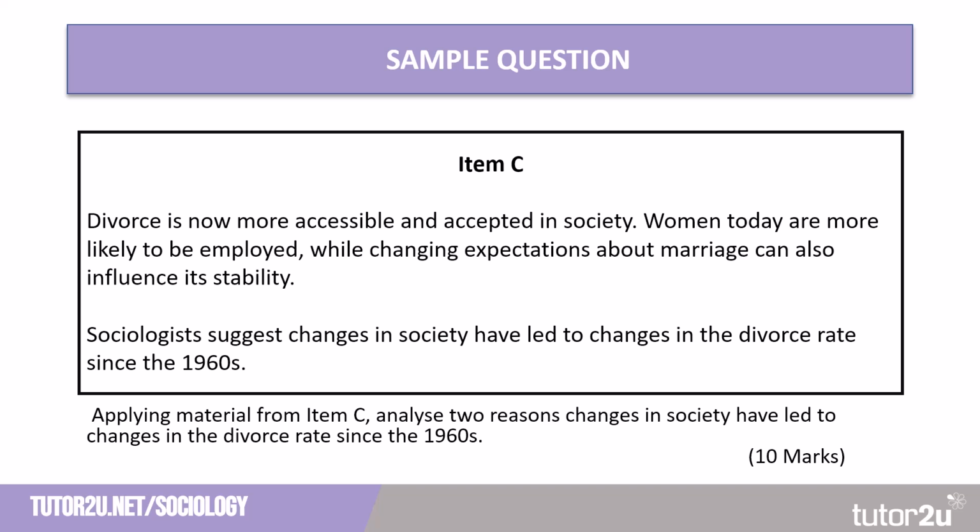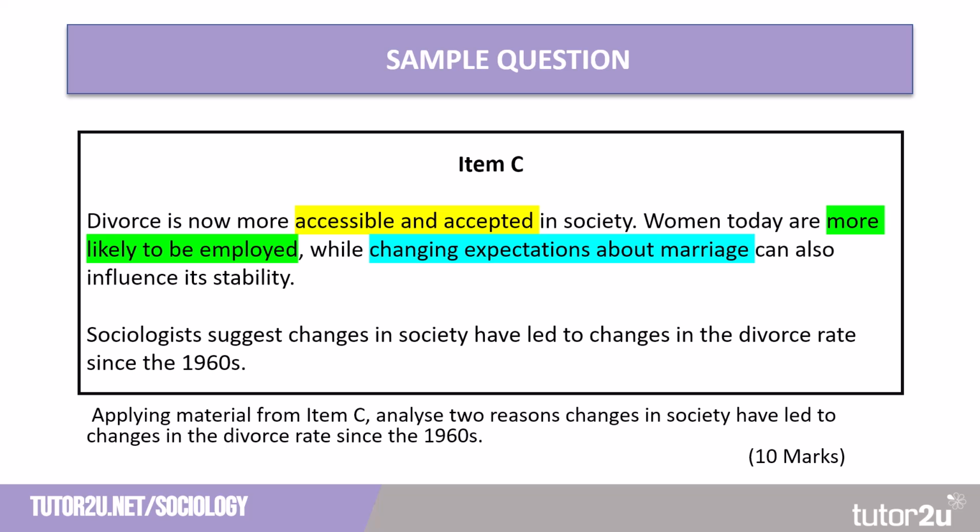So what do students have to do? Well, first of all, they need to identify at least two hooks in this item. Now, I've identified a number of different hooks and ways in which they can be developed. First of all, we can argue that divorce is now more accessible and accepted in society, and this may link into legal changes, or it may link into the reduction of stigma. A second hook would be that women are more likely to be employed, and this can link into changing career aspirations of women and increased financial independence.